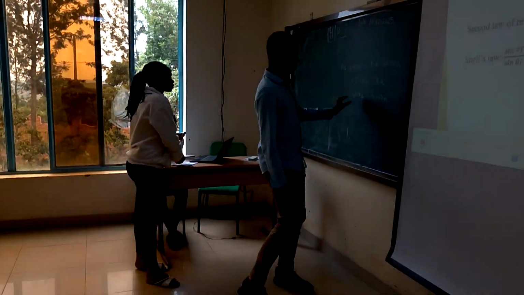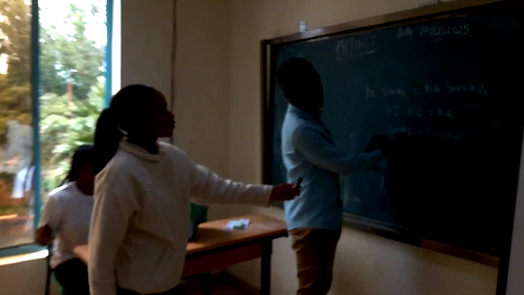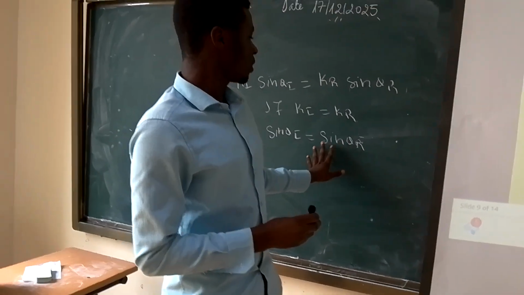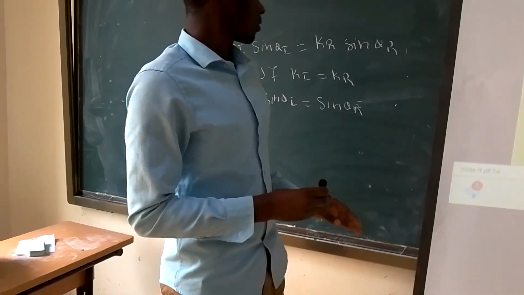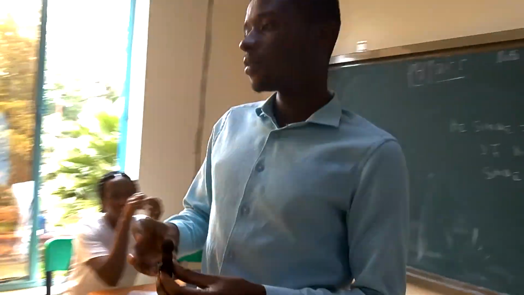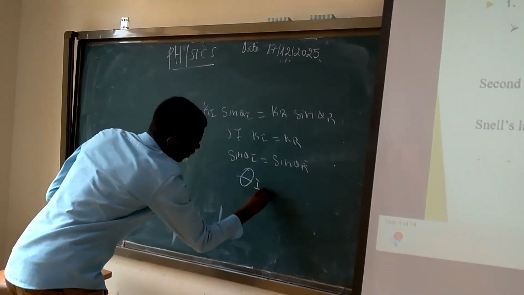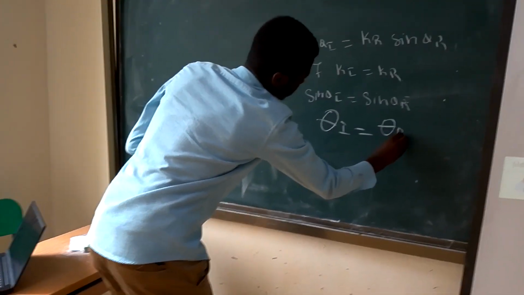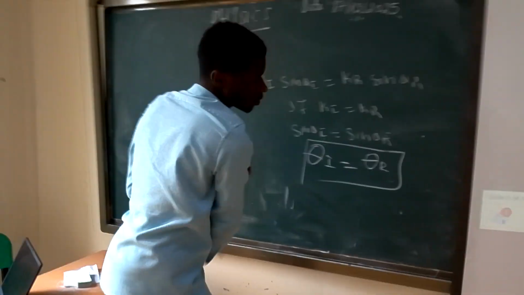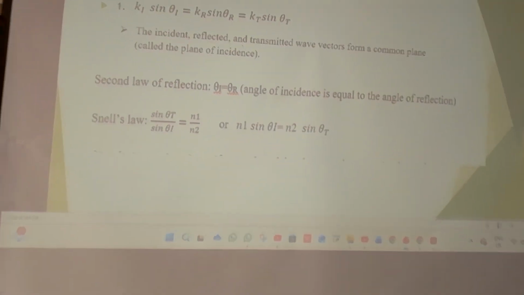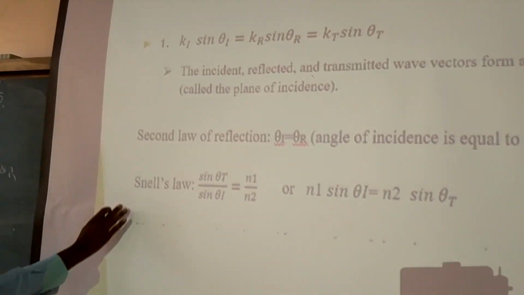And that means, if sine theta i equals sine theta r, then theta i equals theta r, and that is the second law of reflection. And these are the expected answers.